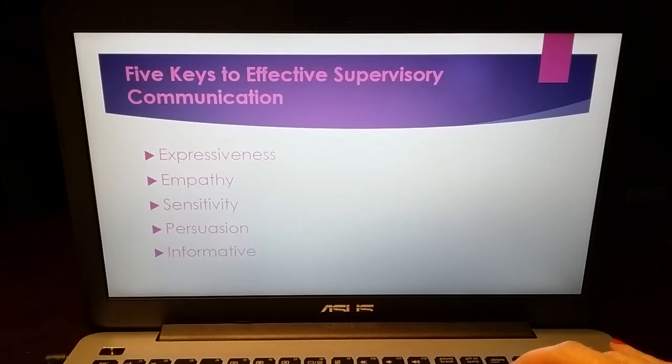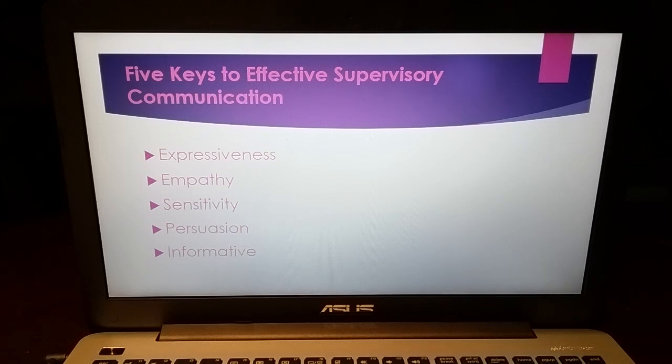Okay, so five keys to effective supervisory communication: expressiveness, empathy, sensitivity, persuasion, and informative. It should be expressive. There should be some emotion involved so that they know that you are somehow emotionally involved in what's going on. Empathy and sensitivity. It's important to put yourself in a position where you understand the impact the message that you're relaying is having on the other person, and being sensitive to that. It kind of goes back to what we talked about earlier in the semester, again, about emotional intelligence.